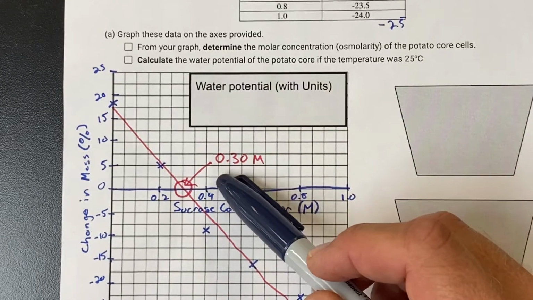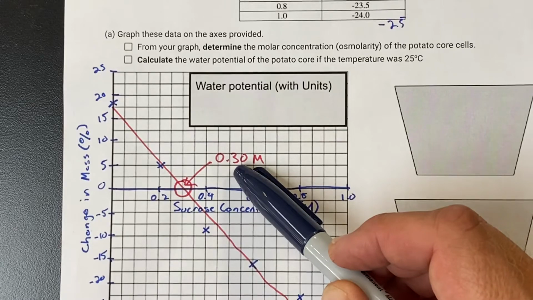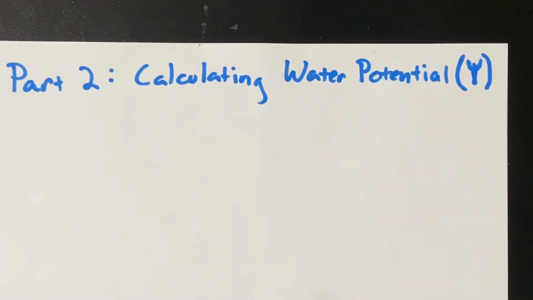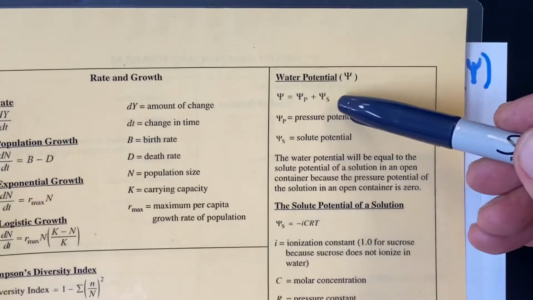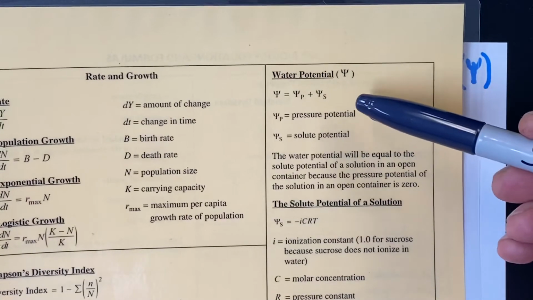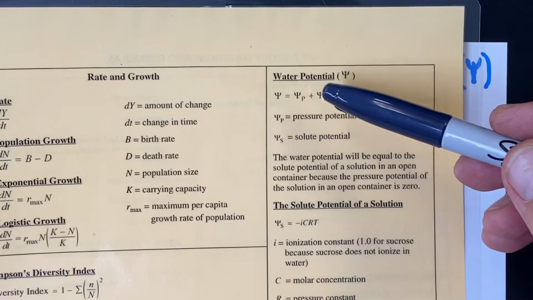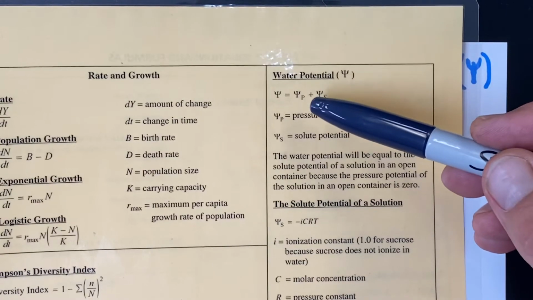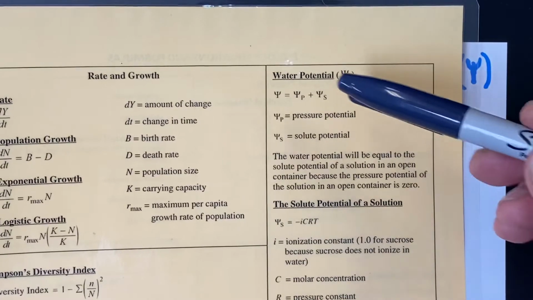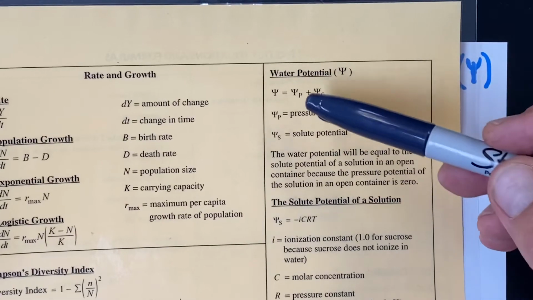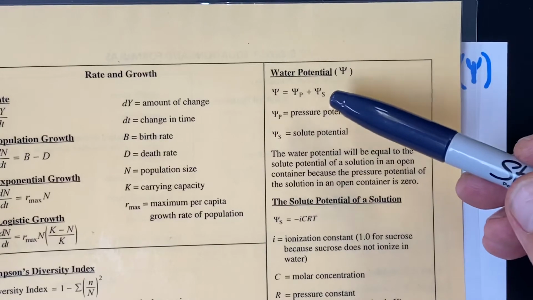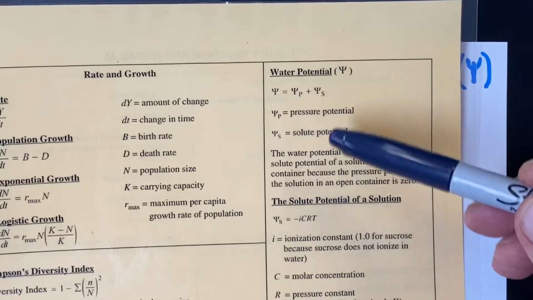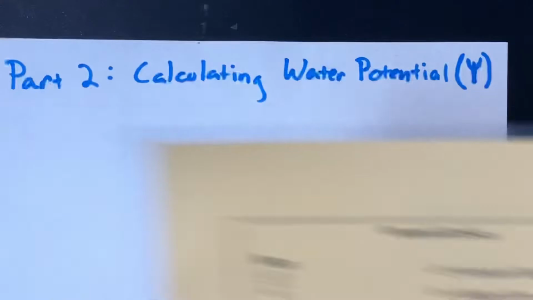So from our graph in point 1, we found that the concentration was 0.3 molar. So I'm going to come over here, and this time I'm going to use my best friend, and I've got 2 equations for water potential. Notice that the problem didn't tell us anything about pressure, and so we can assume this is in an open container and that pressure essentially equals 0. So to find water potential, I really just need to find that solute potential. So I'm going to use this equation down here.